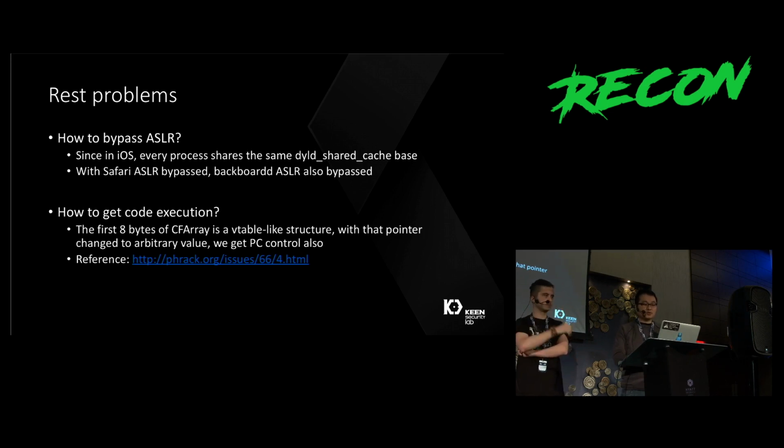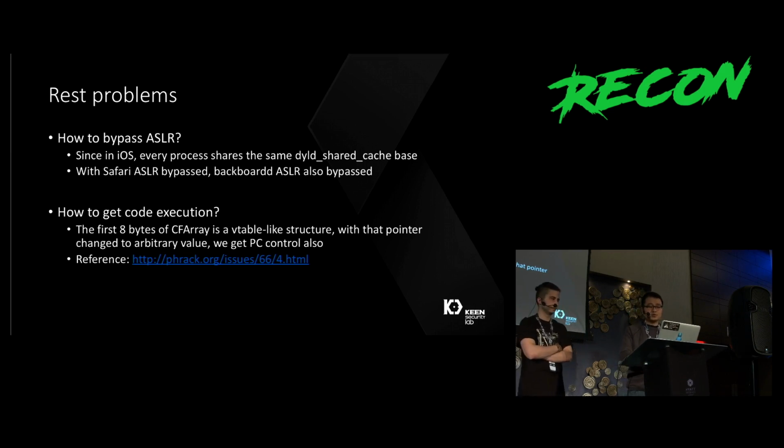First, how do we get ASLR bypassed. On iOS, it is not a big problem because we launched the exploit from Safari. And on iOS, every process shares the same dyld shared cache, which stores the libraries. And because we defeated Safari before, we can use the same offset, same base value in backboardd, and the backboardd ASLR is also bypassed.